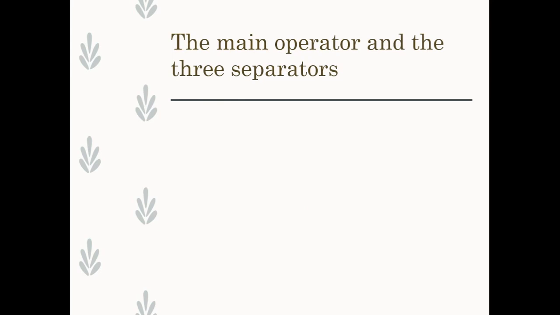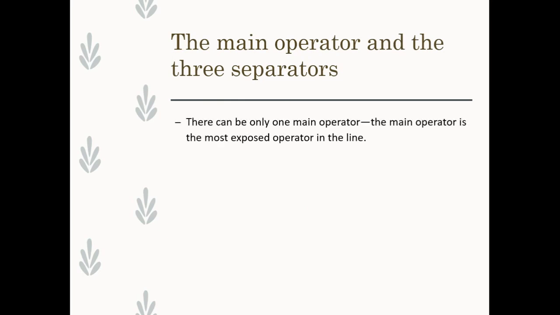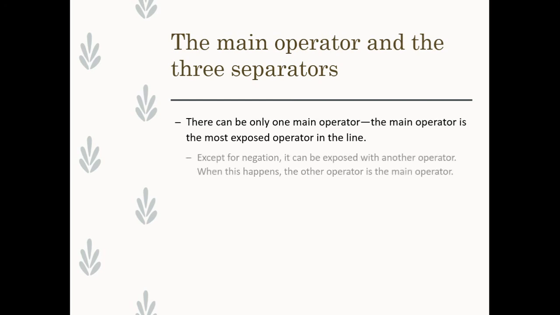Let's talk about the main operator and the three separators. So there can be only one main operator in a statement. The main operator is the most exposed operator in the line. Except for negation, that's the one that can be exposed with another operator. When you have negation exposed with another operator, the other operator is the main operator. So negation defers to that other operator. Let me give you an example of that.